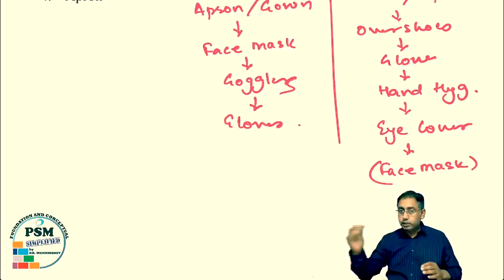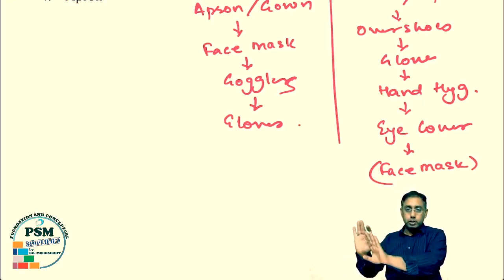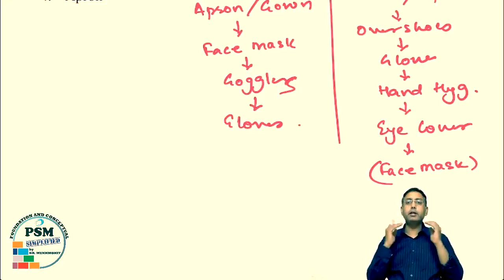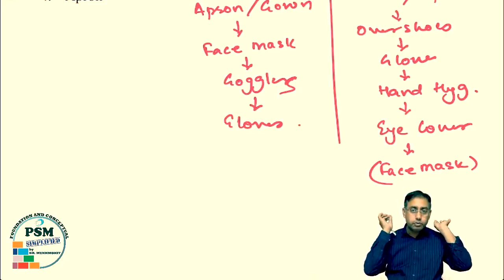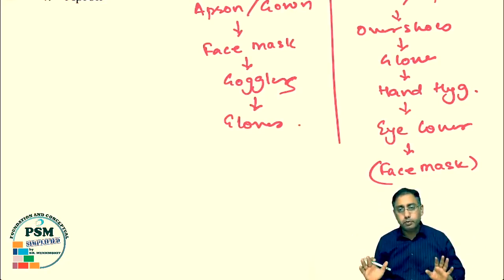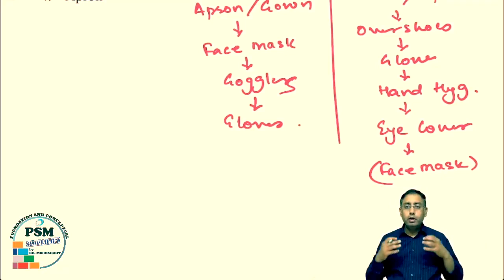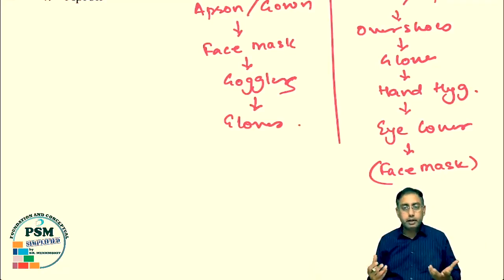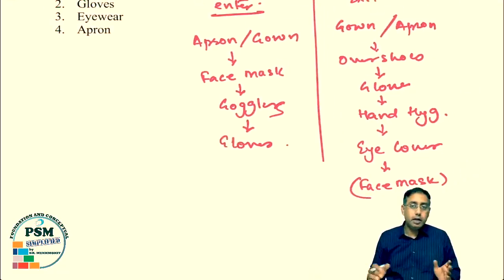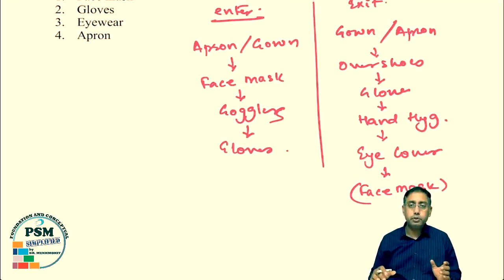You need to exit the room, close the door, and then take off the respirator. First, the lower strings should be loosened and then the upper strings. So there is a way to loosen your face mask or the respirator also. That's the way we have the CDC or the WHO guidelines for removal of the personal protective measures.